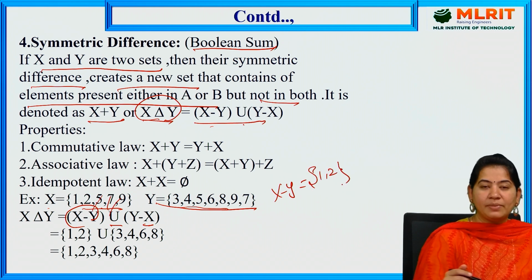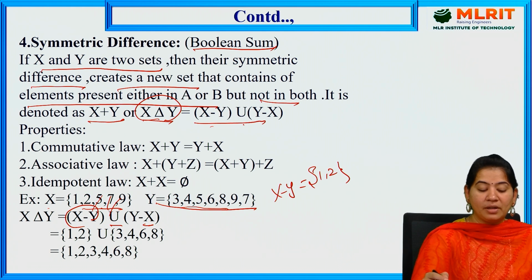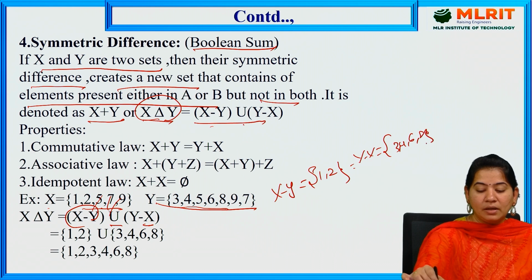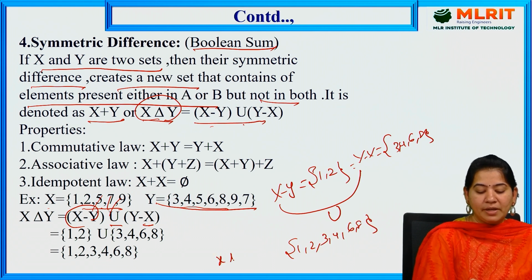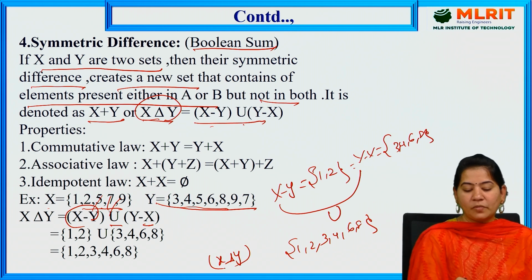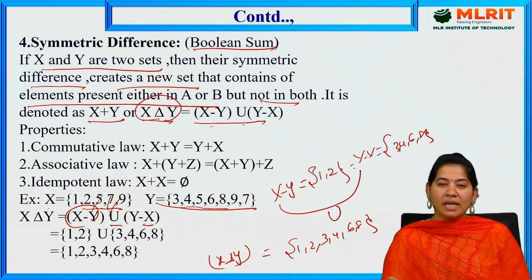The same example as in the last one, relative complement. And Y minus X you will get {3, 4, 6, 8}. Now between these two you need to apply union. Then finally you will get {1, 2, 3, 4, 6, 8}. This is called X Δ Y, that is (X minus Y) union (Y minus X).